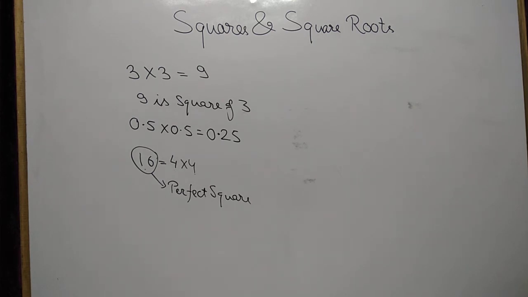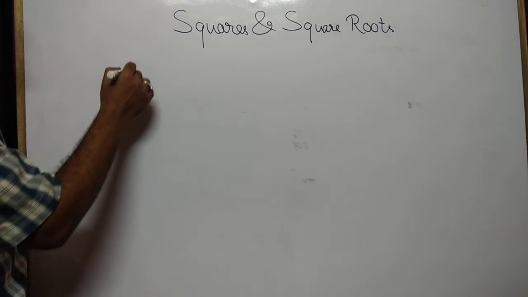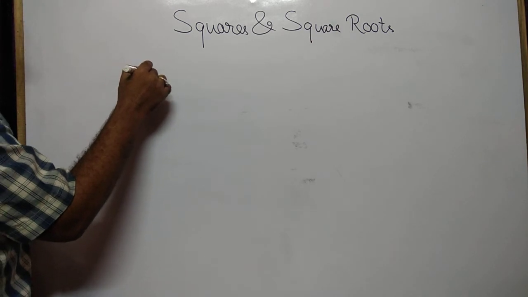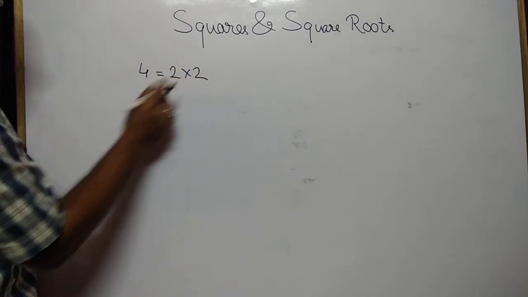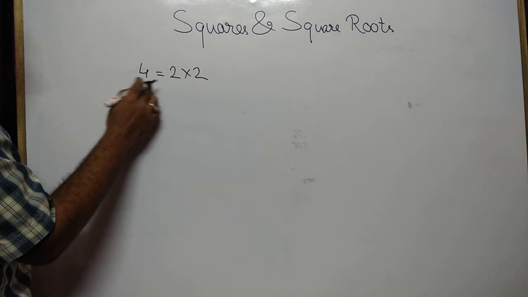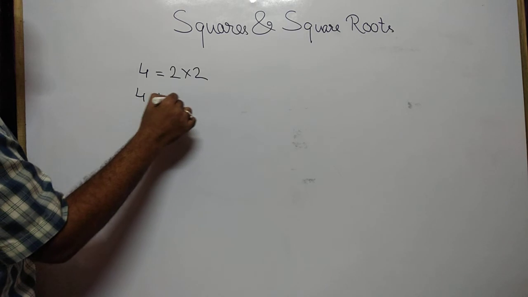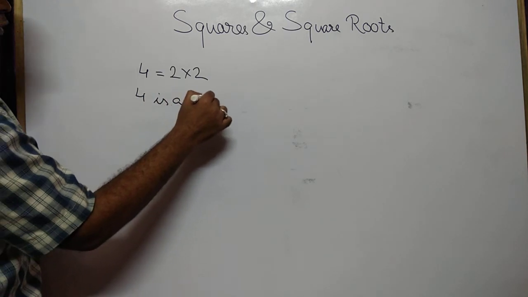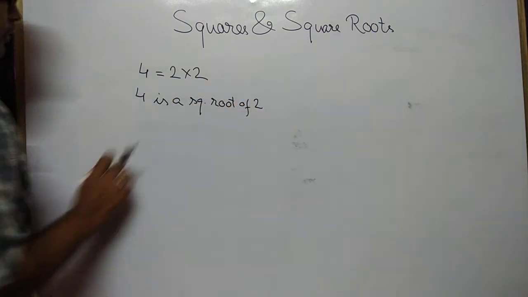Now the second heading is about square root. So let's discuss square root. In the case of square root, remember that if any number is expressed as a product of two same numbers, then this number is known as the square root of the second number. Means 2 is a square root of 4. It's a very simple one.